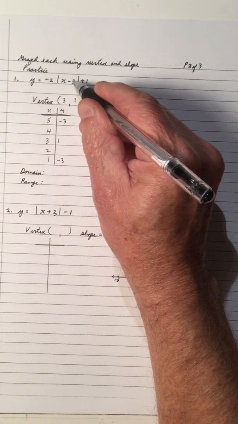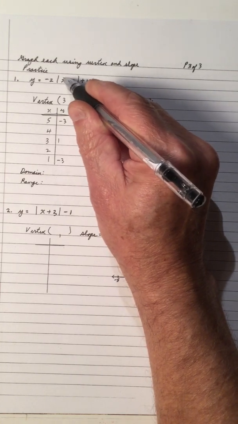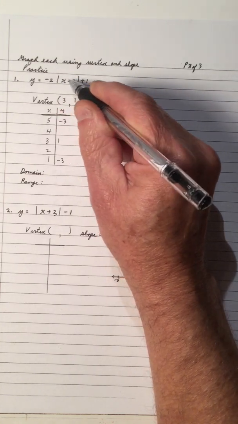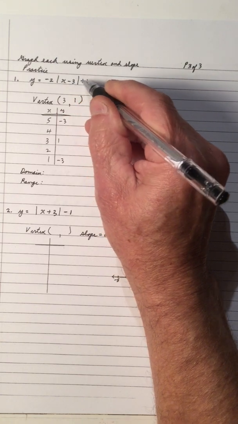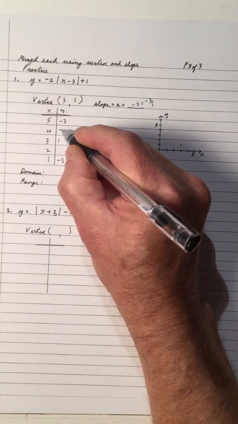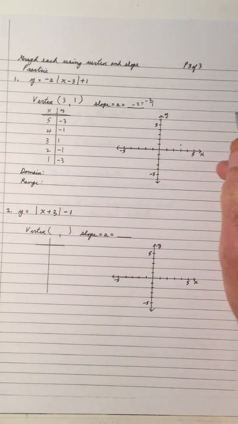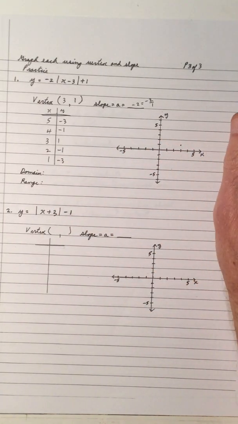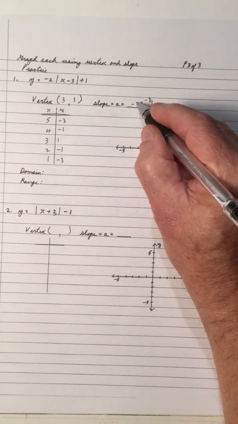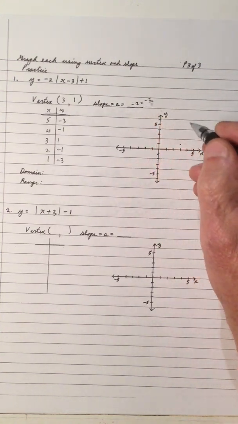4 minus 3 is 1. The absolute value of 1 is 1. Negative 2 times 1 is negative 2. Plus 1 is negative 1. So, let's check the table out also, because the slope is negative 2, so it's negative 2 over 1.